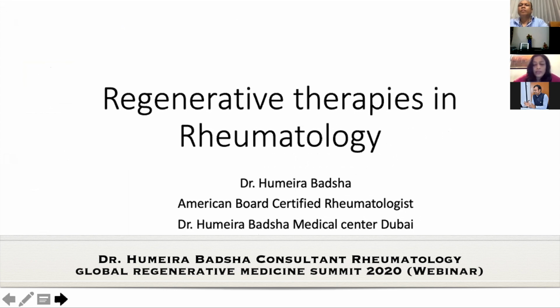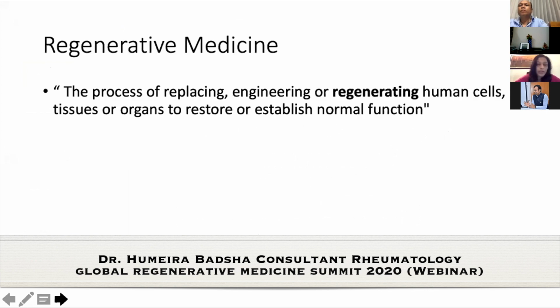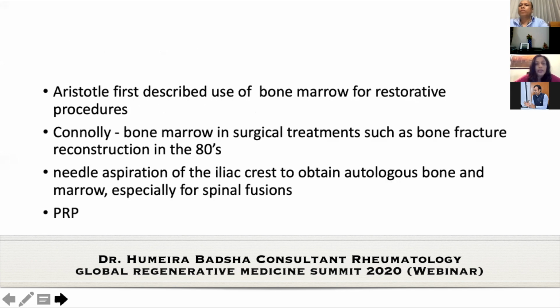Of course, we as rheumatologists have actually limited experience with regenerative therapies. Very few of us are actually using them, and thanks to my orthopedic colleagues, I've become more introduced to these therapies. Regenerative medicine is the process of replacing, engineering, or regenerating tissues or organs to restore or establish normal function. And mainly we focus on function, just like you in orthopedics, when you decide whether to do a joint replacement surgery, you focus mostly on the function of the patient.